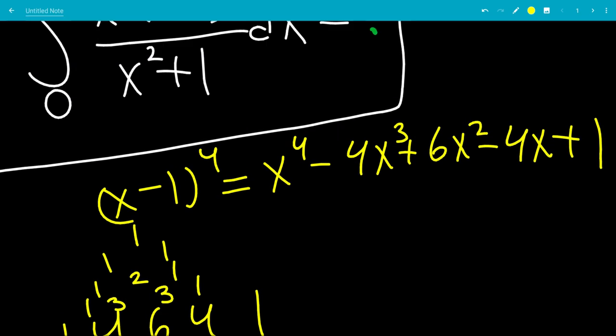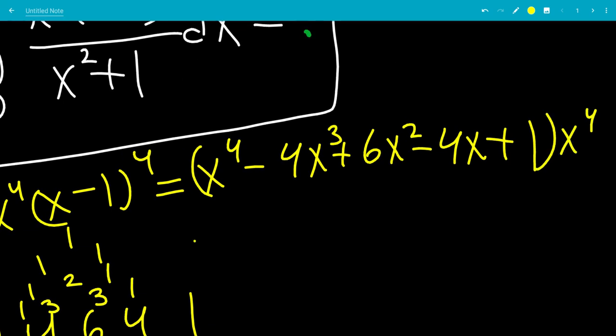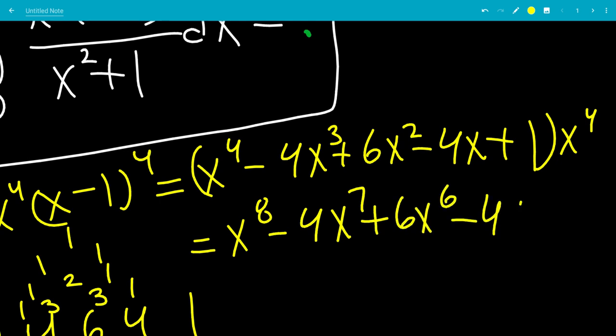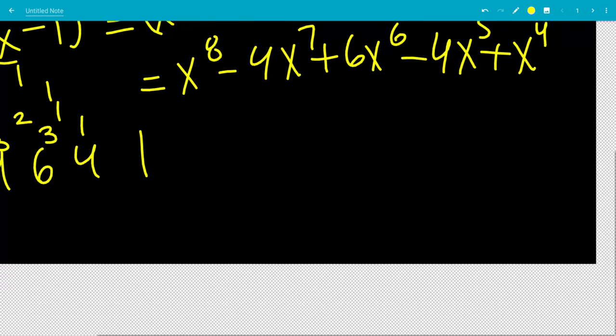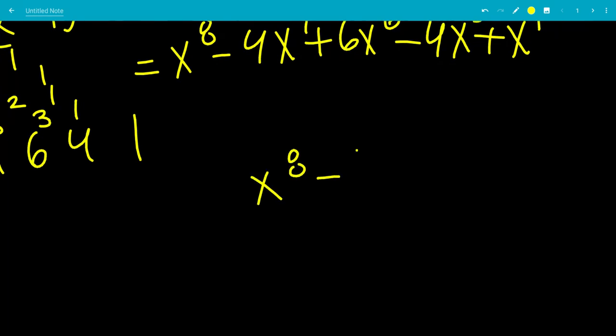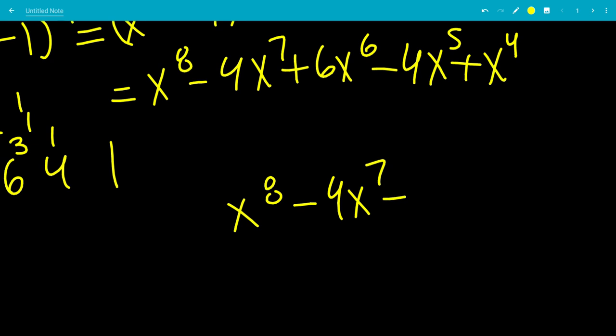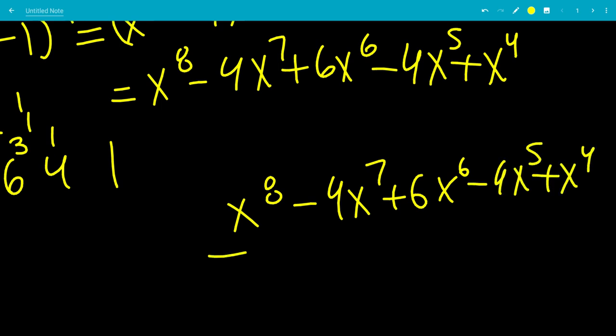Okay, now we're going to multiply that by x to the fourth. So this will be x to the eighth, because we add the exponents, minus 4x to the seventh plus 6x to the sixth minus 4x to the fifth plus x to the fourth. So we have this, which is the numerator of the integral, all over x squared plus 1.